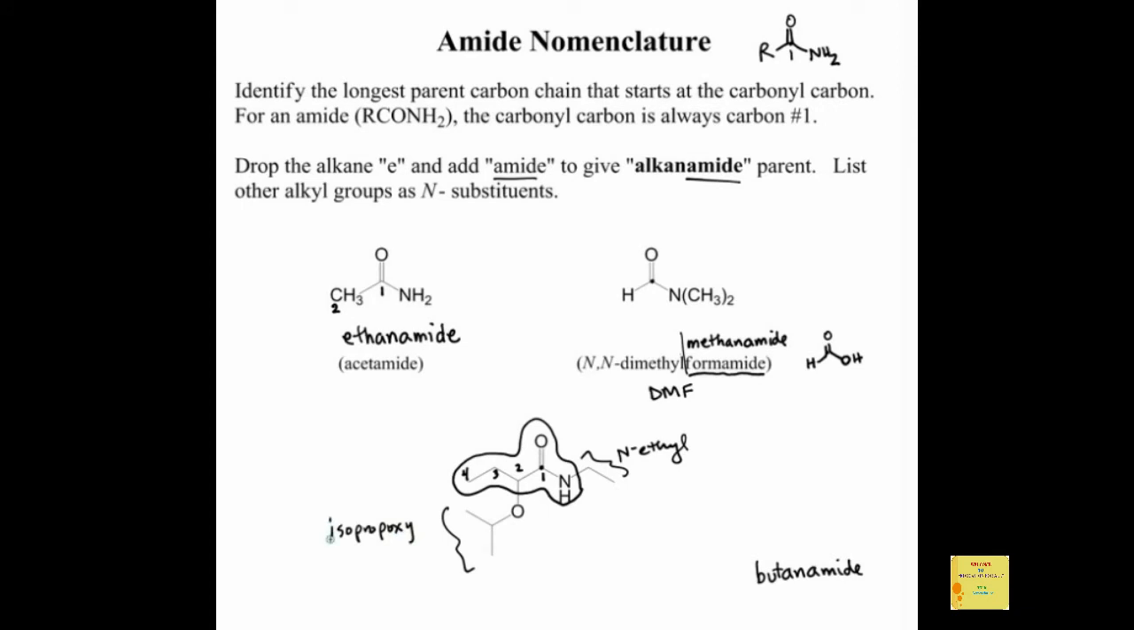We could call it an isopropoxy, but that's not IUPAC. So let's figure out an IUPAC name for this substituent. Remember, the point of attachment has to be carbon 1. So this is a 2-carbon chain. This is actually an ethyl group, but it has a methyl at carbon 1, so it's a 1-methyl ethyl, which is how we call an isopropyl group.